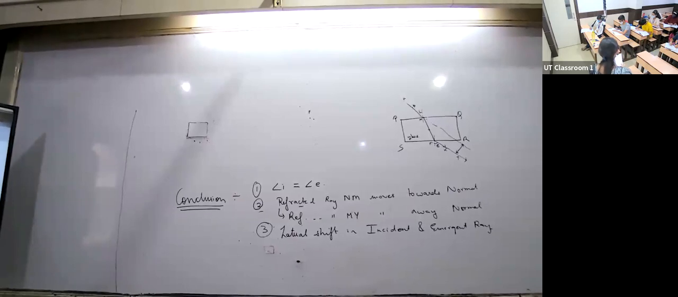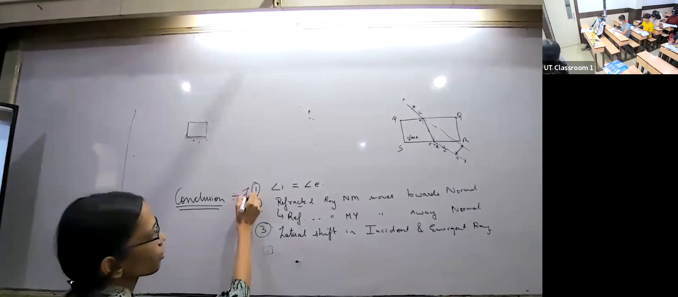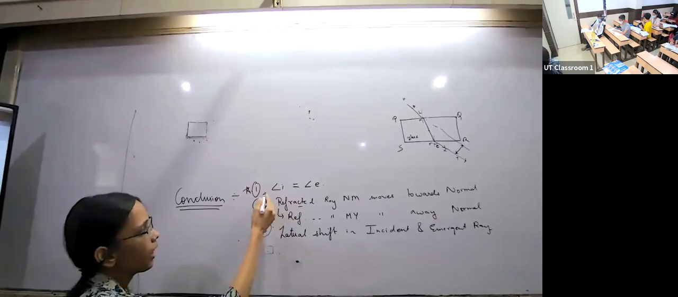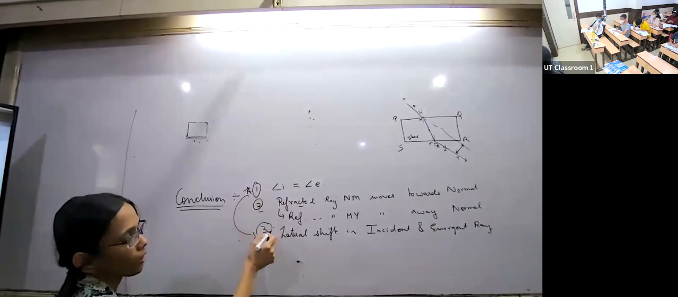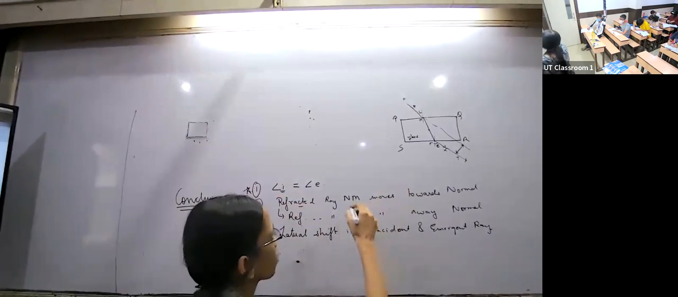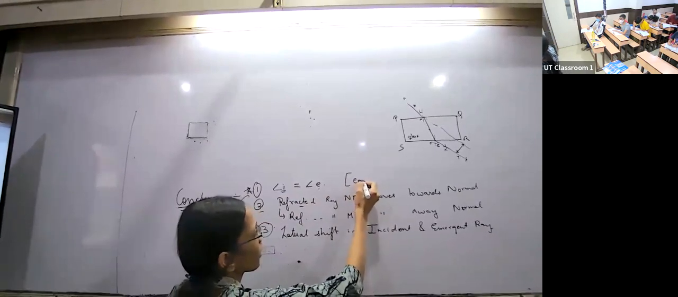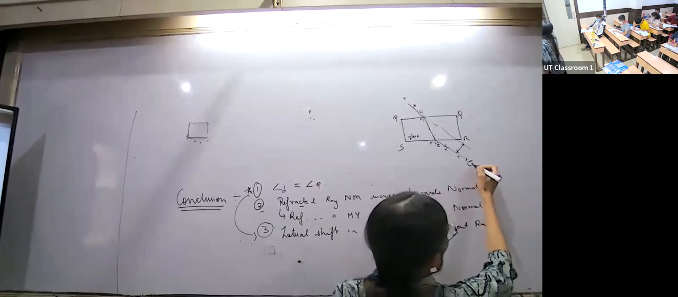Okay. So in the conclusions part, this is a very important conclusion. That emergent ray, and this to an extent talks about lateral shift. So this is a very important conclusion. Angle i is incidence, and this is emergent. Or instead I will just write emergent ray over here.